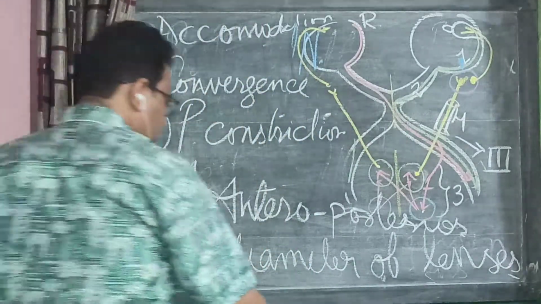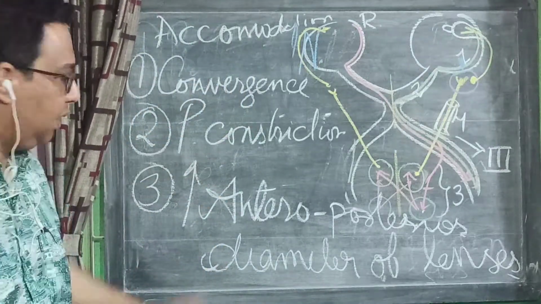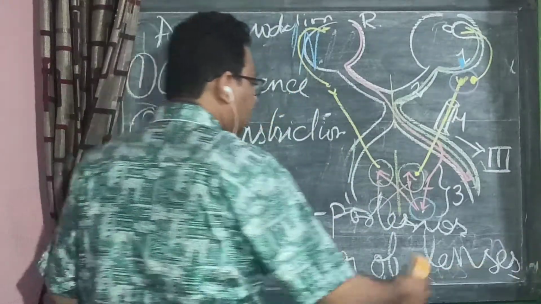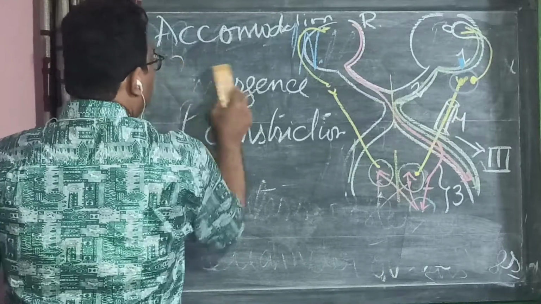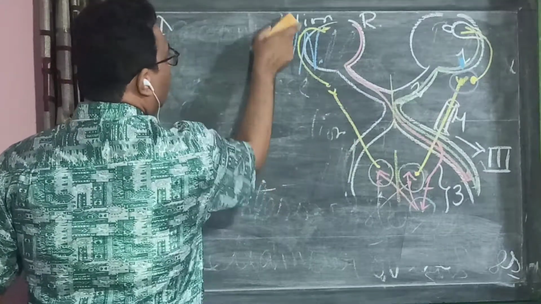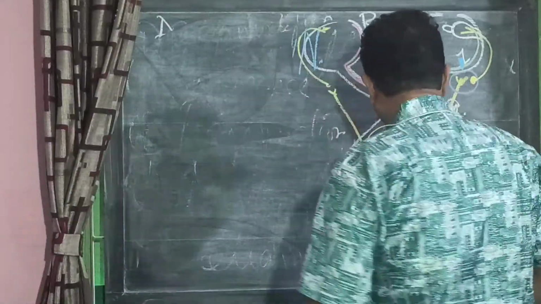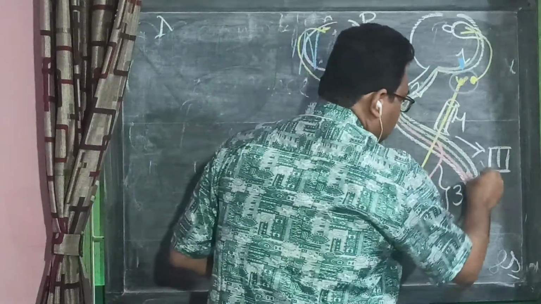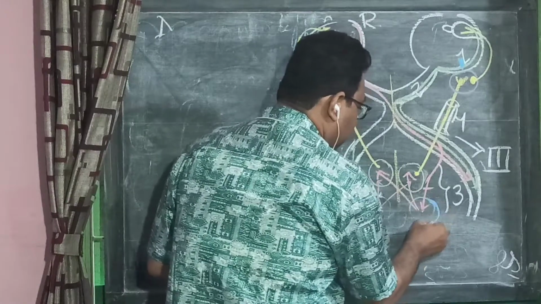So three things happen. Convergence you can readily see. Constriction also you can see. The anterior-posterior diameter increase is a little difficult to see, but it can be seen. There are maneuvers to see it. So the constriction of the pupil happens also in accommodation reflex. So it is happening regularly in light reflex. It also happens in accommodation reflex. So what is the difference? Obviously there must be some difference.